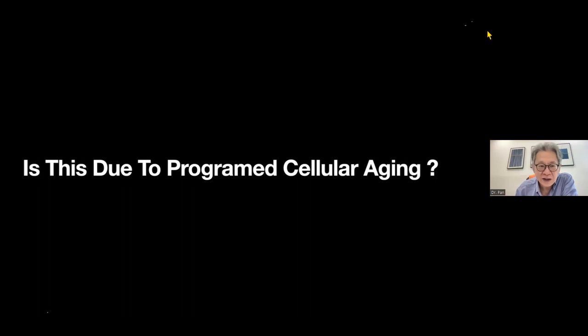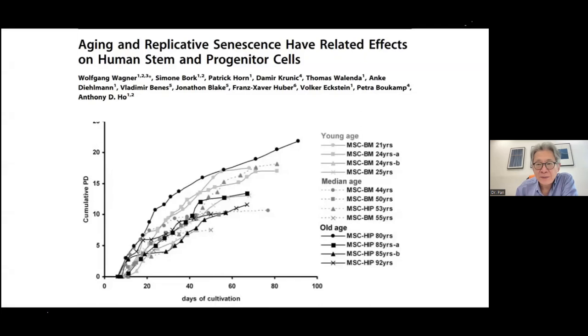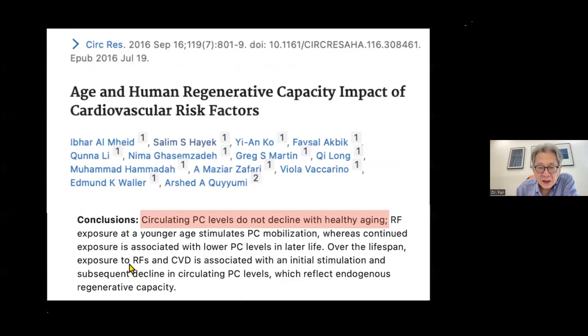It's a pretty good experiment that was done by a German group. In this slide, on the right lower quadrant, you can see the old age group. They took MSCs, mesenchymal stem cells, from the bone marrow of the hip of people over 80 years old, and put them into growth media, which is rich in all the standard growth factors, and tried to measure their cumulative population doubling time, okay? You can see that in some cases, the cells from old people actually outgrew the cells from younger individuals. So this experiment tells us that circulating progenitor cells, which is the other way you can look at stem cells, do not decline with healthy aging.